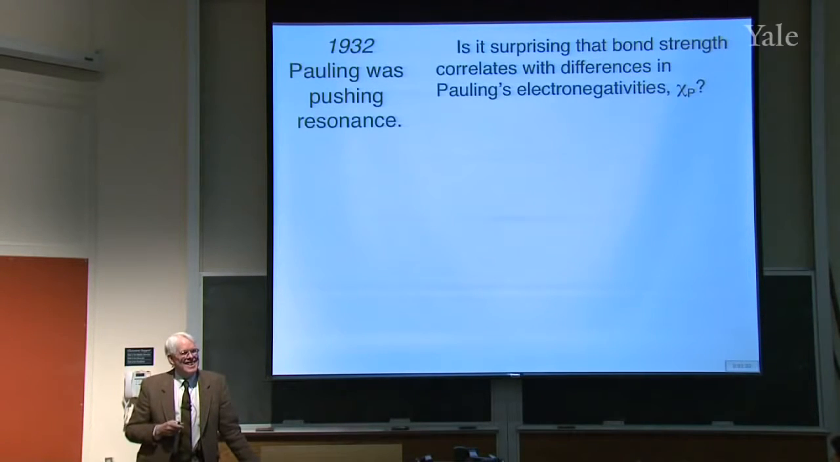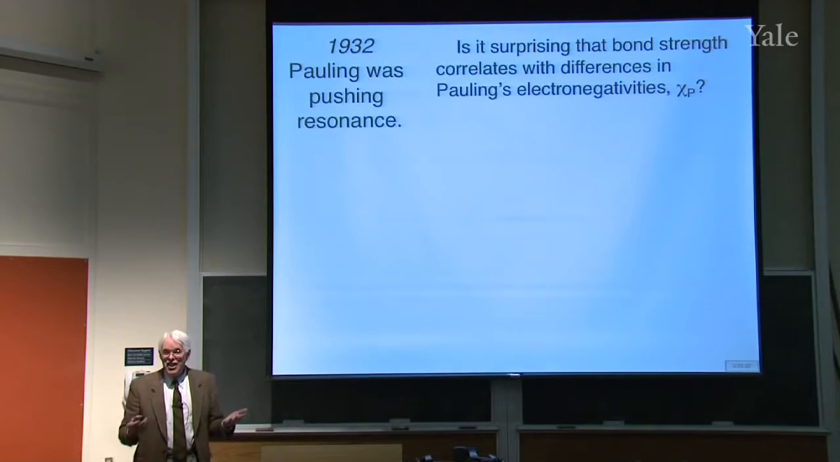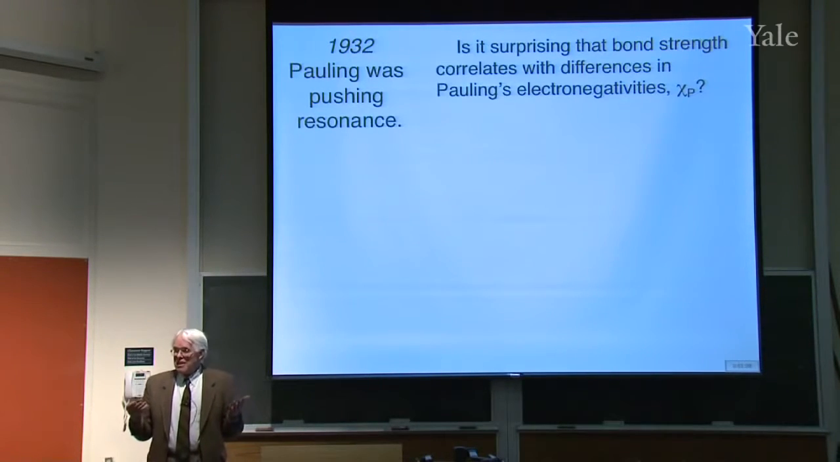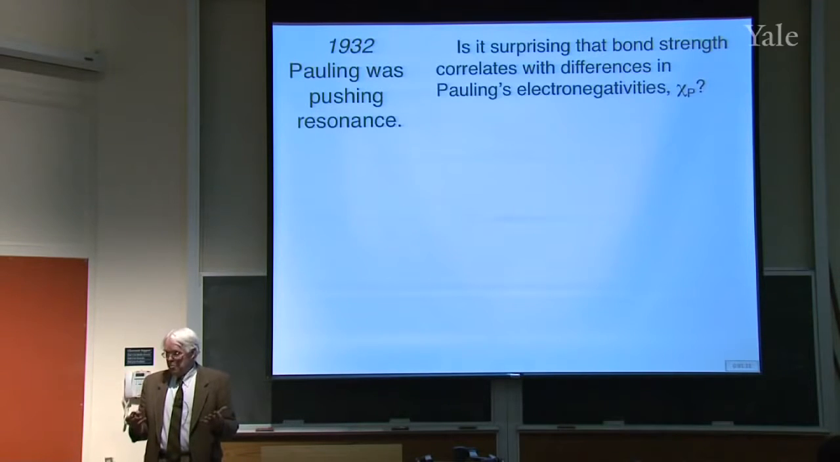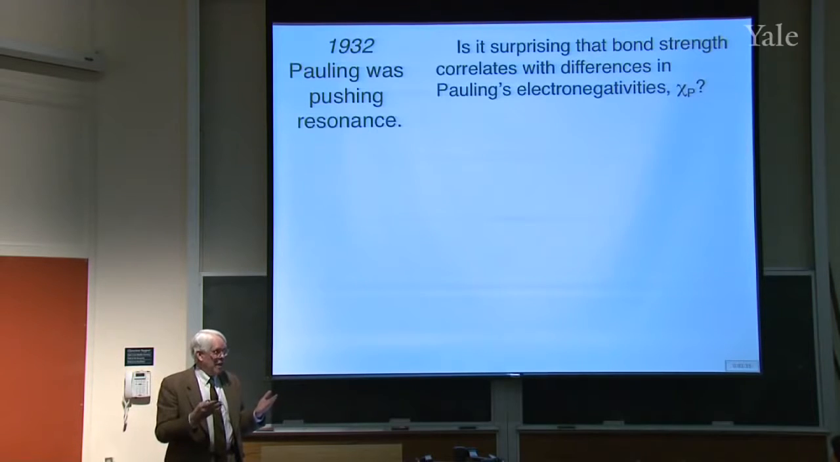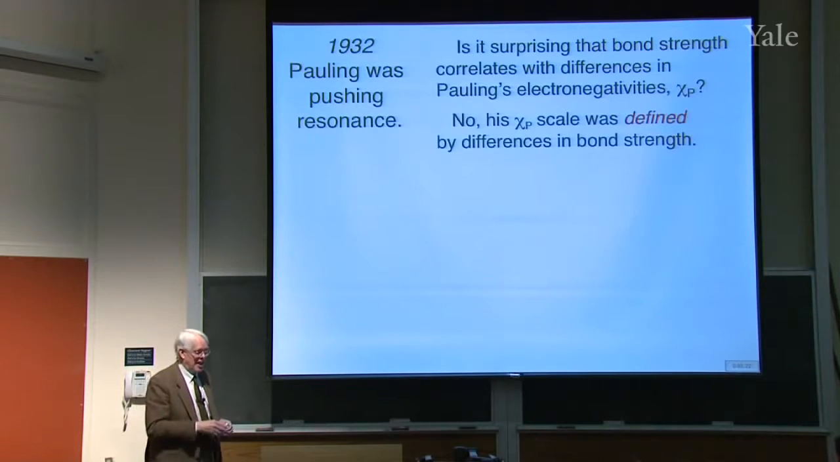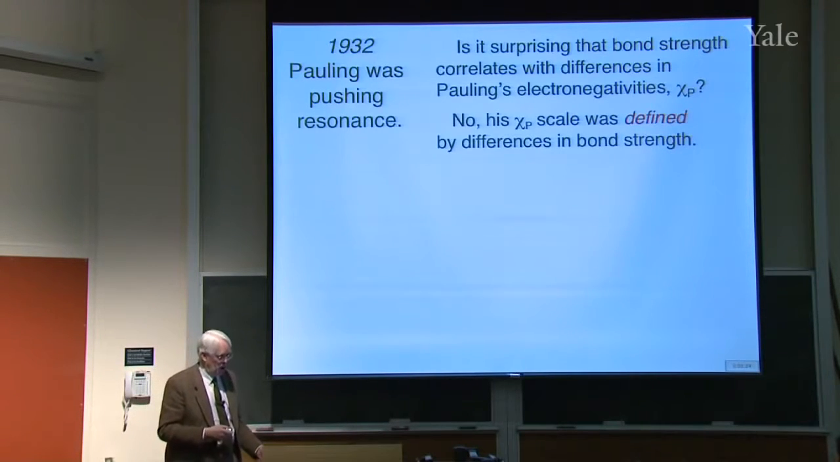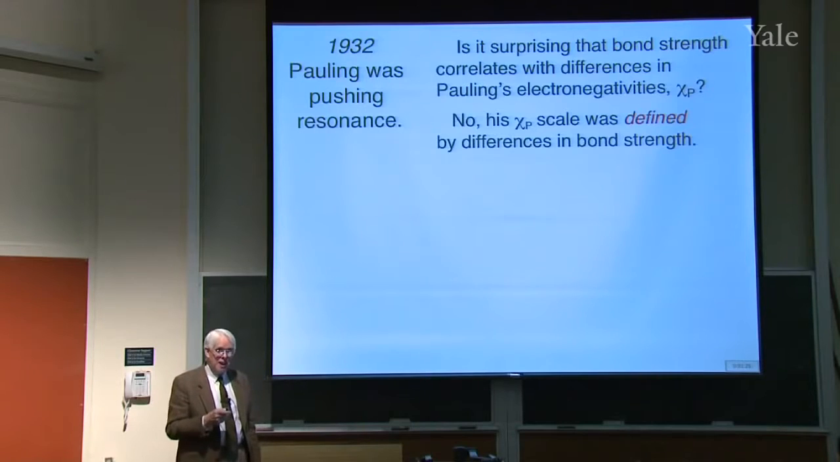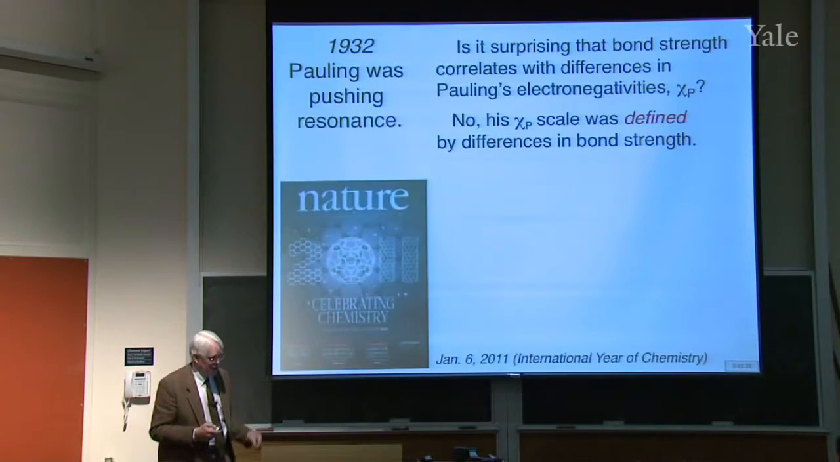Yeah, Nate? No, because you used the bond strengths to determine. Yeah, no. Because that's where the electronegativities came from in Pauling. He used the bond there. Remember, it's the square root of the bond strength stabilization that he used to get the electronegativity scale. So it's not surprising at all, Nate. You're exactly right. The Pauling electronegativity scale was defined by the differences in bond strengths from the averages.